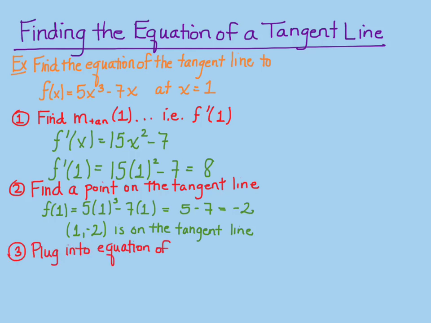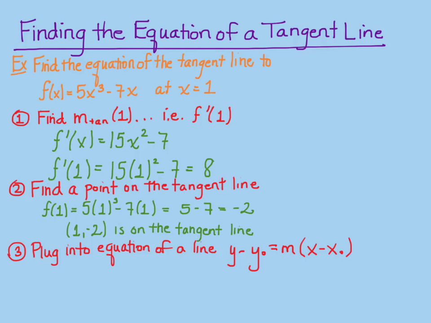Step 3, we plug all of this information into the equation of a line. I prefer to use the point-slope form of a line because it's easier to take the point and the slope and put it together, but if you prefer the slope-intercept form of the line or any other form of a line, all of those are okay.